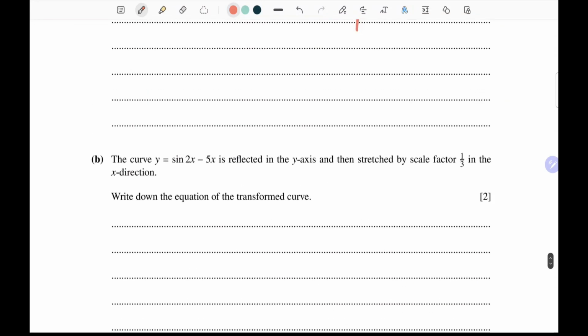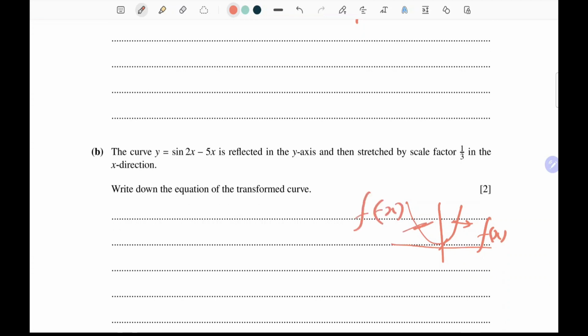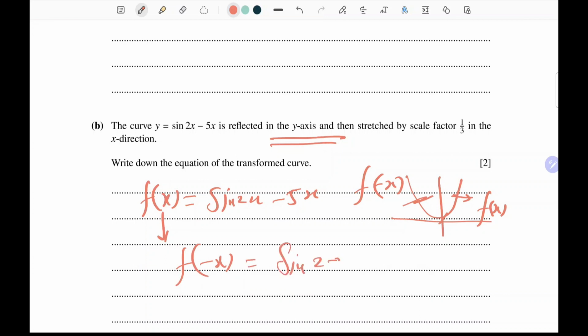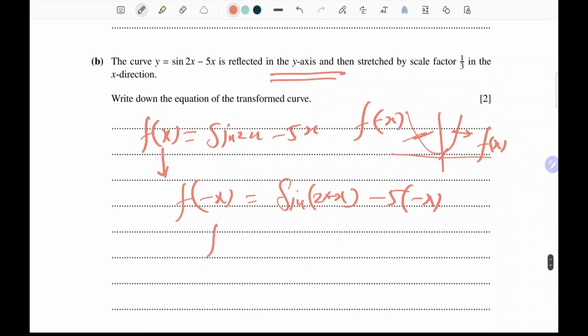Now the next one: the curve is reflected in the y-axis. Okay, anything which is reflected in the y-axis, guys, suppose it's this and you are getting this, so these two will be reflections. This is f(x) and it will be f(minus x). So guys, I can consider f(x) as sine 2x minus 5x. So first of all, we have to reflect with respect to the y-axis. Okay, so we need to first find f(minus x). So sine of 2 times minus x, minus 5 times minus x, right?